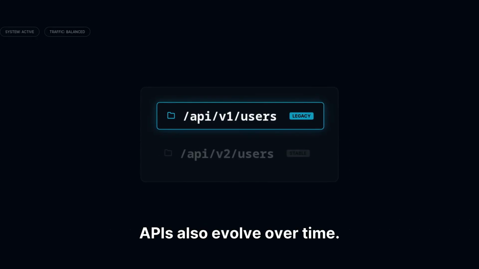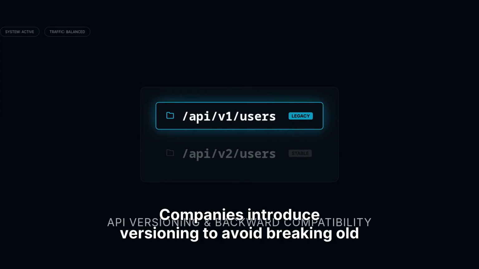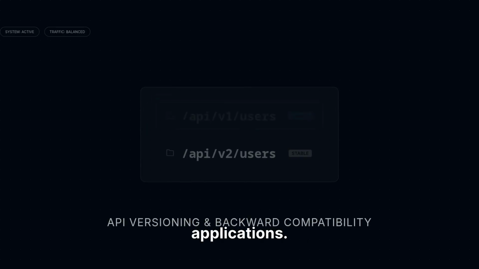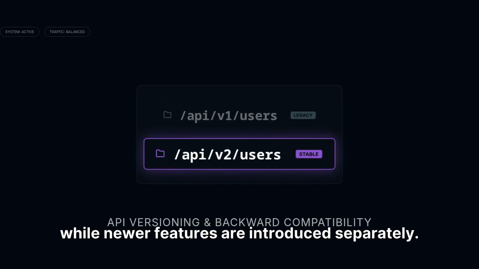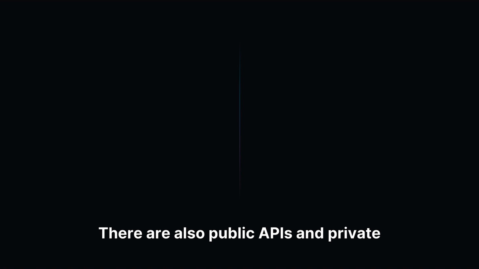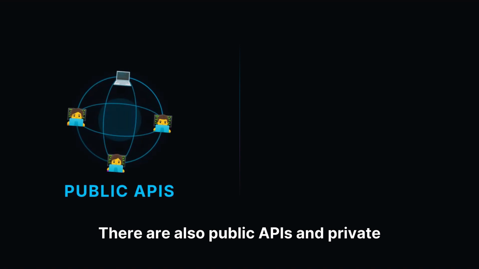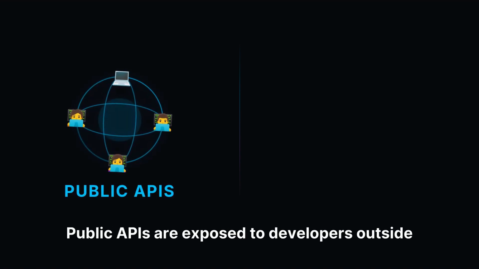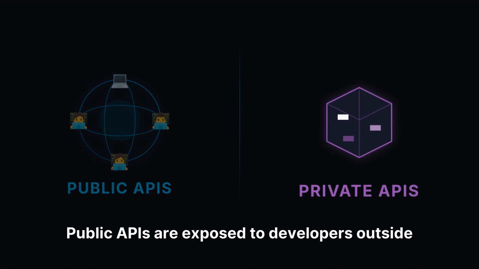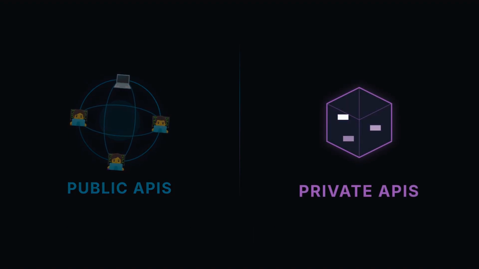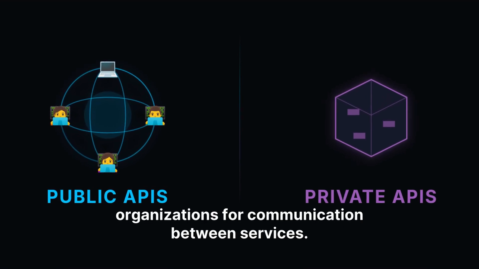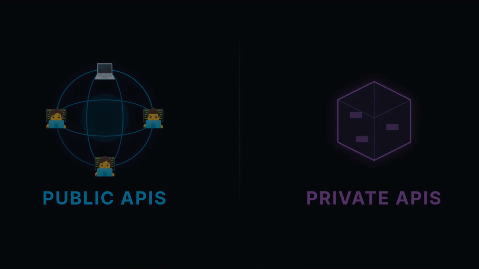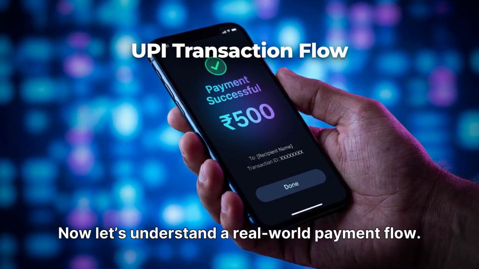APIs also evolve over time. Companies introduce versioning to avoid breaking old applications. This allows older apps to continue functioning, while newer features are introduced separately. There are also public APIs and private APIs. Public APIs are exposed to developers outside the company, while private APIs are used internally inside organizations for communication between services. Now let's understand a real-world payment flow.